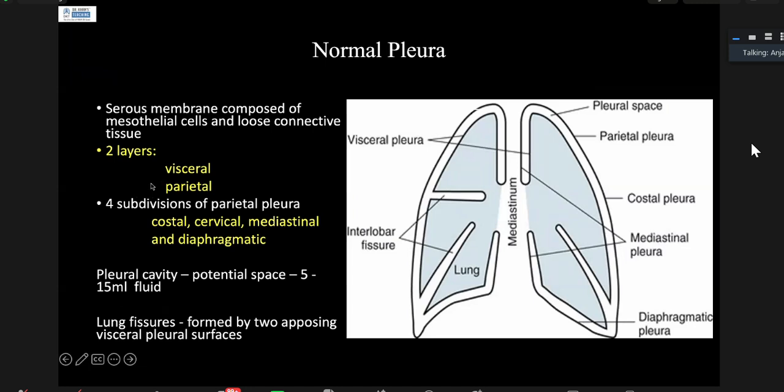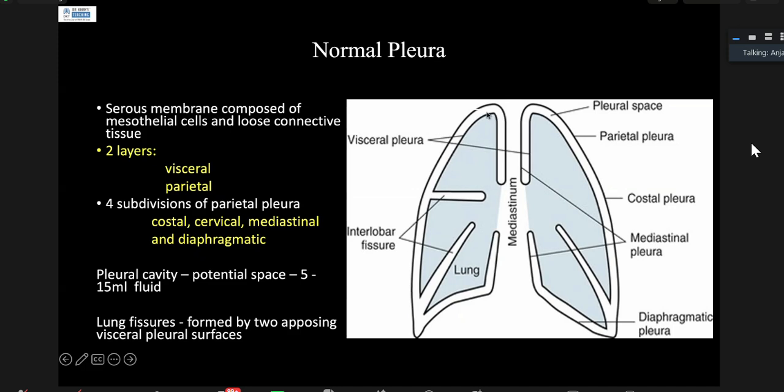So pleura is actually a serous membrane, which is composed of mesothelial cells. It has two layers. As you know, it has an outer parietal layer and an inner visceral layer, okay? Depending on where it is, it is named as, this part is the cervical pleura, that is at the upper part. This part is the mediastinal pleura. What outlines the diaphragm is the diaphragmatic pleura, and the rest of it is the costal pleura.